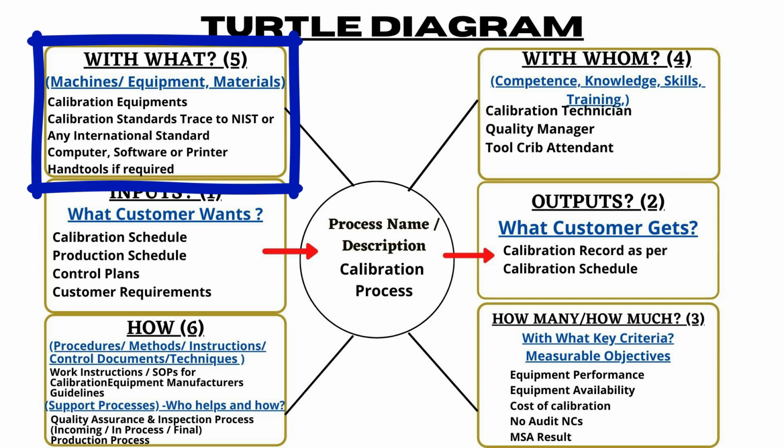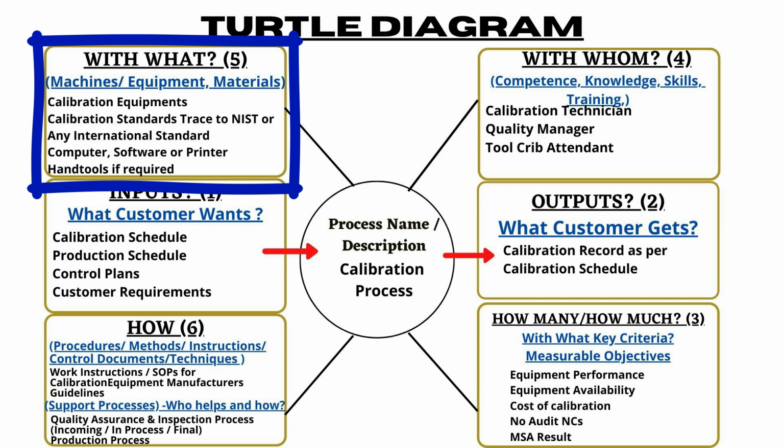I move to my fifth element, which is with what. Here I should write the resources in terms of machines, equipment or material. To perform a calibration process, I need calibration equipment. I need calibration standards traceable to NIST or any international standard to perform the calibration activity. I also need a computer, software or printer, and if required, hand tools.